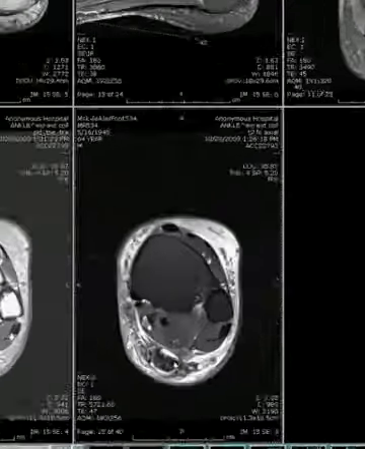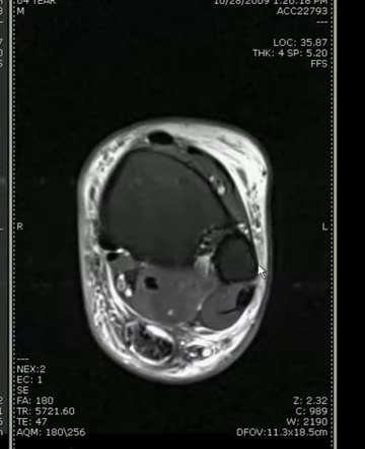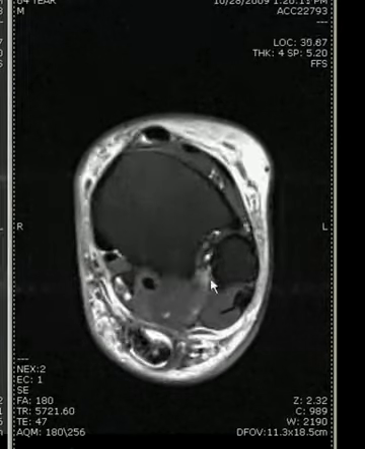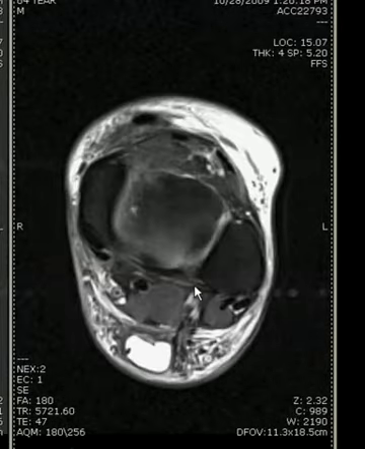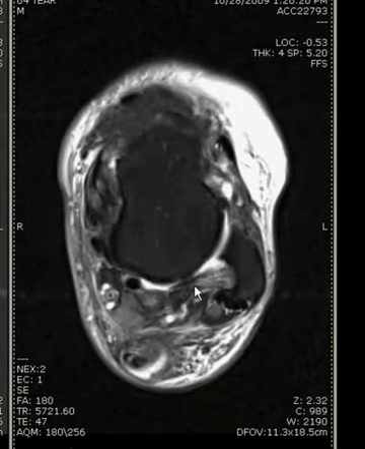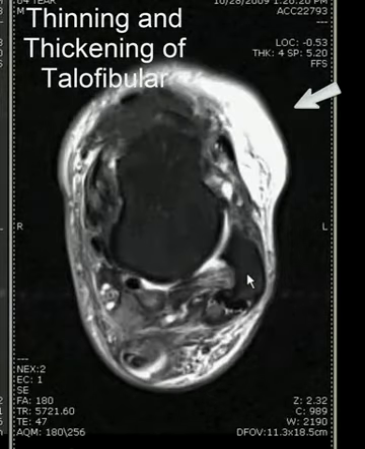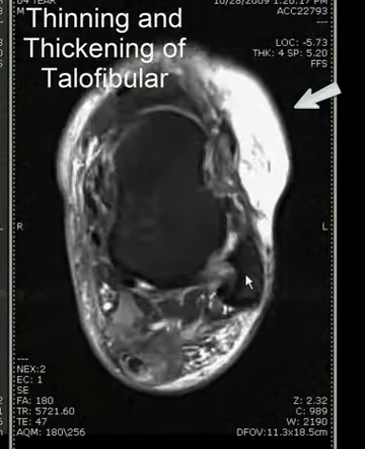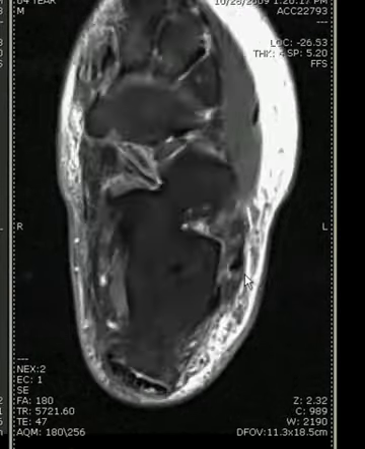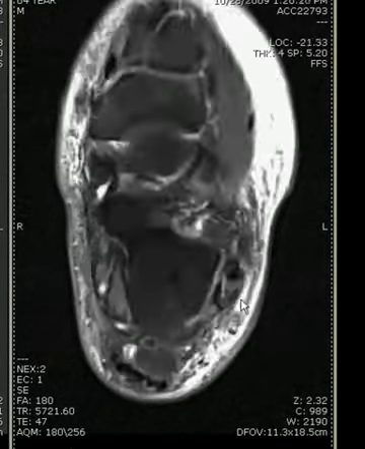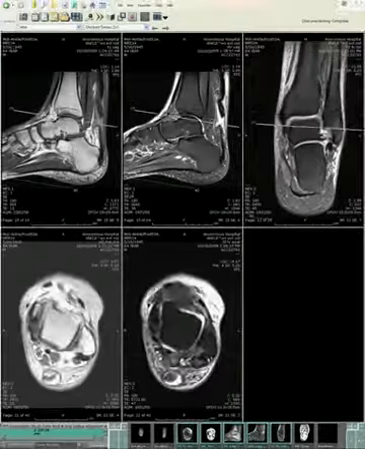We can also look for our ligaments and tendons. We can see the normal anterior-inferior tibiofibular ligament, the normal posterior tibiofibular ligament as well, and as we move more distally, we can see thinning and areas of focal thickening in the anterior talofibular ligament, representing chronic areas of previous injury. The calcaneofibular ligament appears unremarkable in this particular patient.